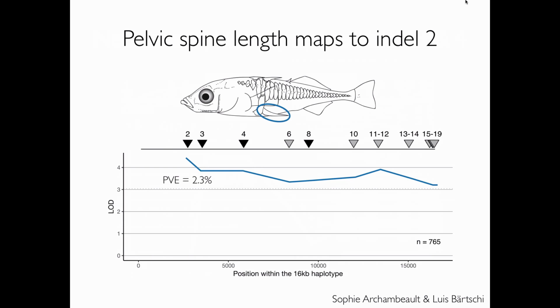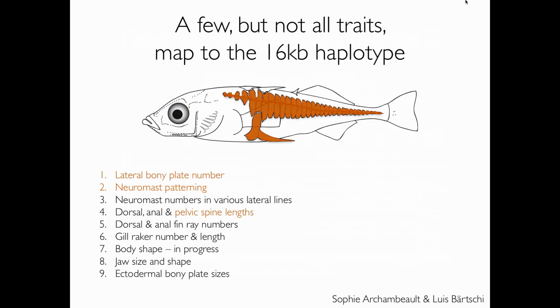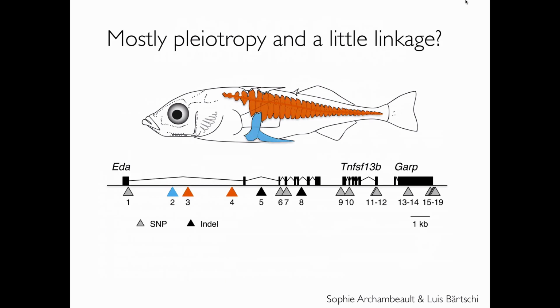So what we found is basically a few, but not all, traits that map to this larger region of chromosome 4 map to the 16 kb haplotype. So really the two phenotypes, we didn't measure schooling in these fish, the bony plates and the neuromast number, map to this haplotype. There's also this weak association with pelvic spine length, but these other traits must map elsewhere on chromosome 4. To answer our question, we find that it's really mostly pleiotropy. So probably the same SNPs are controlling both the plates and the neuromasts. But then there's maybe a little bit of linkage with this pelvic spine phenotype.